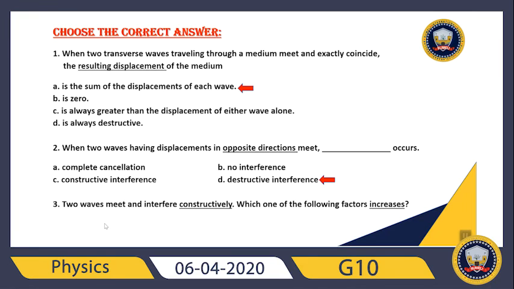Number 3. Two waves meet and interfere constructively. Which one of the following factors increases? Period, amplitude, frequency, or wavelength. Of course, the number of waves or the number of cycles, so it will be frequency. The frequency increases when two waves constructively meet. Not the amplitude or the wavelength, they have no relation, but the frequency, yes. The number of waves or the number of vibrations.